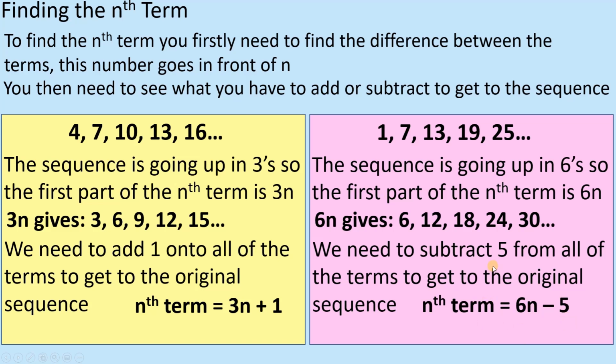Now your sequence can go up or go down, it doesn't really matter. If it goes down though, then the value in front of the n is going to be negative. And when you're trying to figure out what value goes after it, you've got to consider the fact that it is negative. Remember what I was trying to do: what do I do to this 6 to get to that number? I need to take away 5. So you need to be a little bit careful.